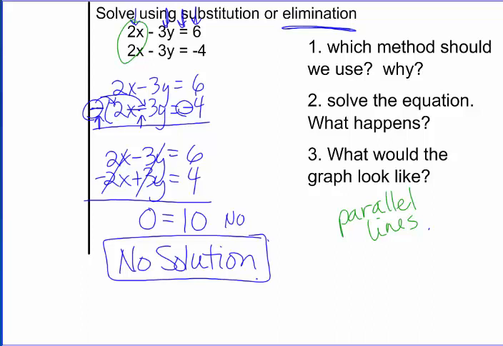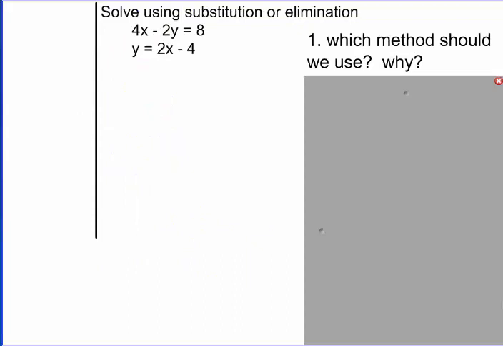Let's look at another special case. We're going to solve using substitution or elimination. So which method should we use? In this case, if I look at it, my variables are not lined up. I don't have the x's lined up with the x's, the y's lined up with the y's. We don't have anything lined up. So I look for the next thing. I do have a variable that's all by itself. That variable is equal to 2x minus 4. So since I have a variable that's all by itself, we can use substitution.